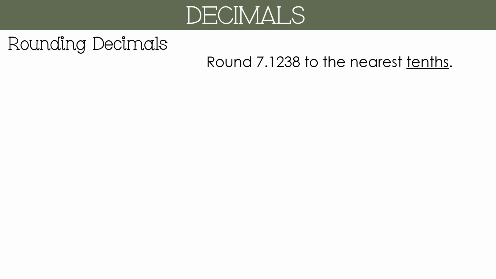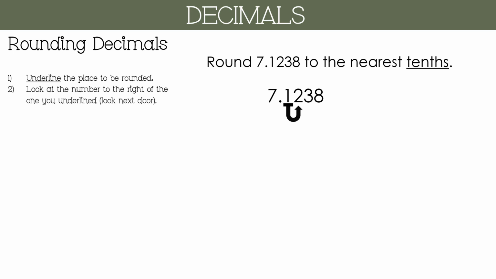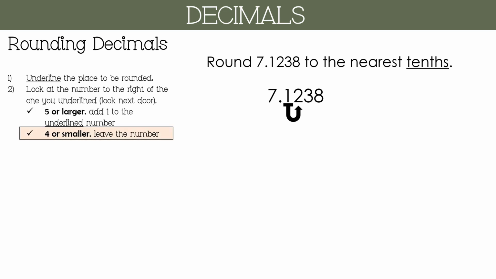All right, let's see how you did. So the first thing you want to do is underline the place value. In this case, it's the tenths. You're going to look to the number next door, which is a 2. We have to decide, is 2 5 or larger, or 4 or smaller? In this case, 2 is actually smaller than 5.